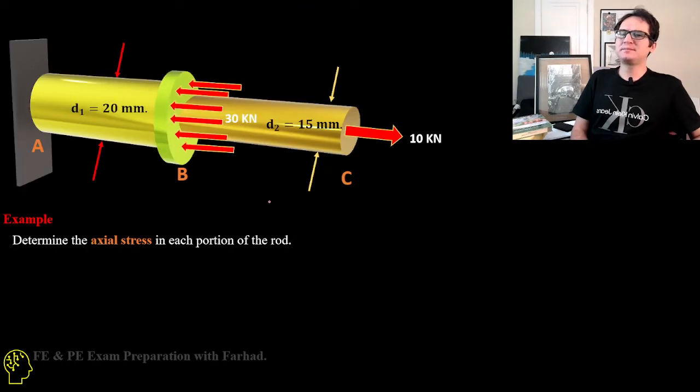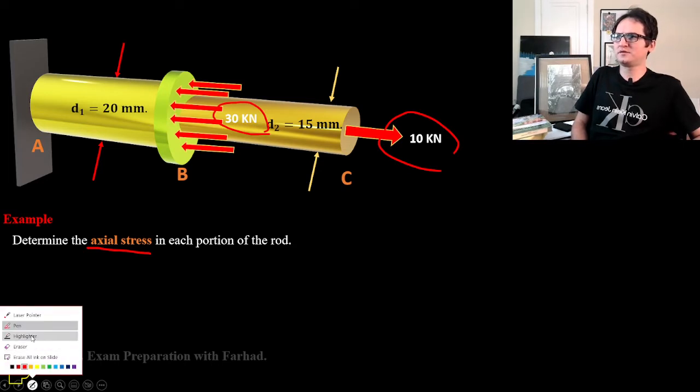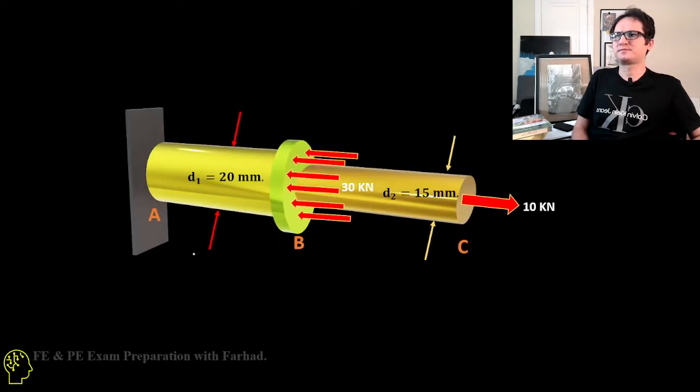In this example we have two solid cylindrical shafts attached to each other and handling two forces. We want to determine the axial stress in each part of this configuration. Let's approach the problem. If we call this area A1, with a diameter d1 of 20 millimeters, and this one area A2, with a diameter d2 of 15 millimeters.